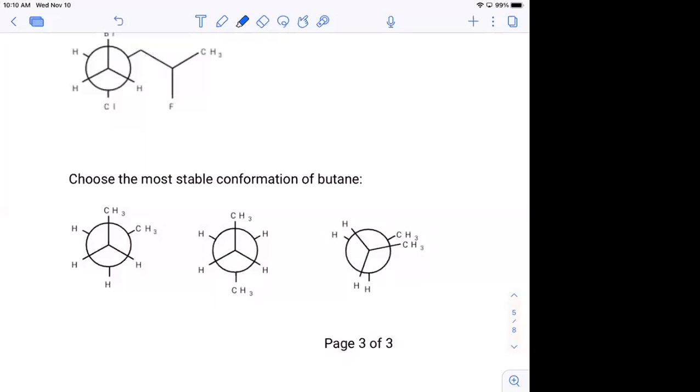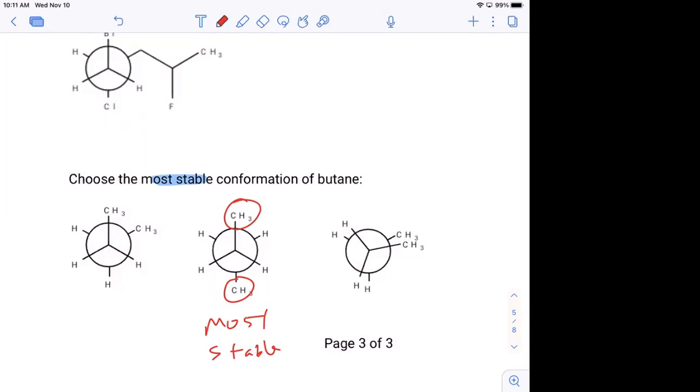So let's answer this question at the bottom. It says choose the most stable conformation. Which one is the most stable? One in the middle. This one, yes, right? That's because the methyl groups are as far apart as they can be from one another.